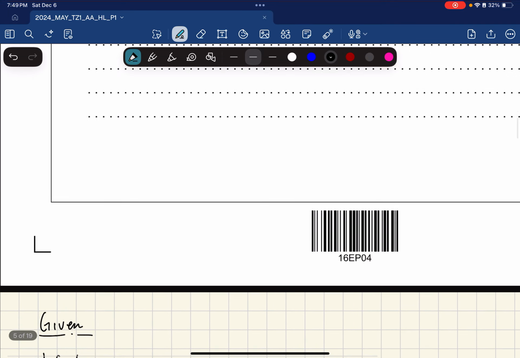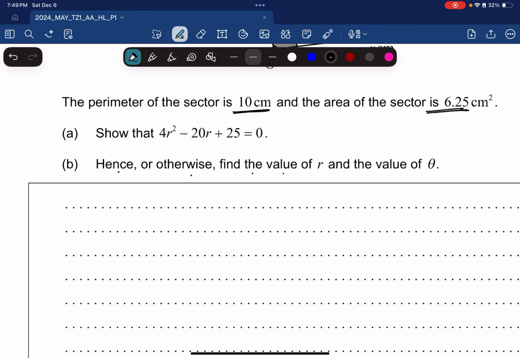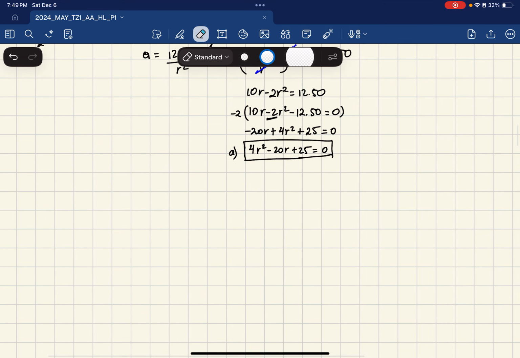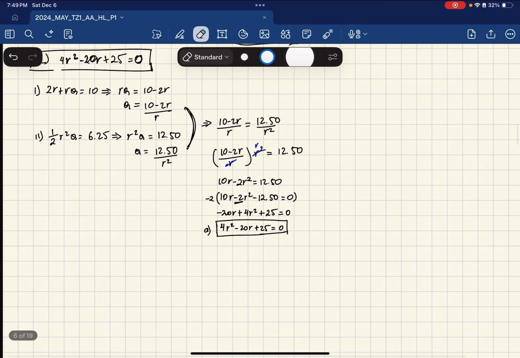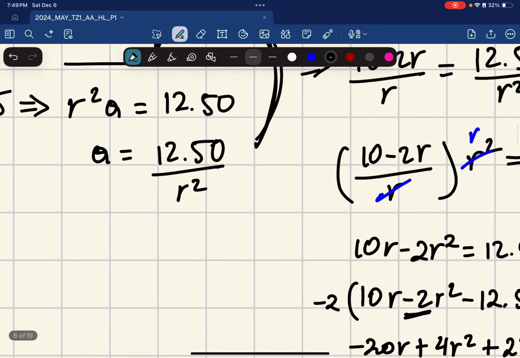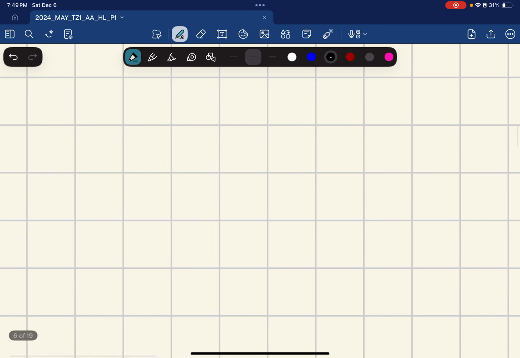Now, for question B, they said, hence or otherwise find the value of r and the value of theta. Fine. We have this quadratic equation that we just found, and this is equal to theta. Remember? So this is basically theta because we did theta is equal to theta itself, and then we found this. The way we can now find the value of r is, because it's a quadratic equation, we're going to factor it out.